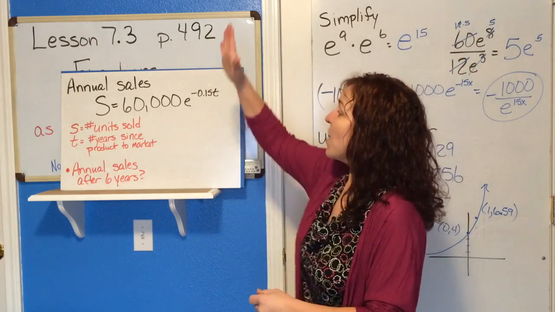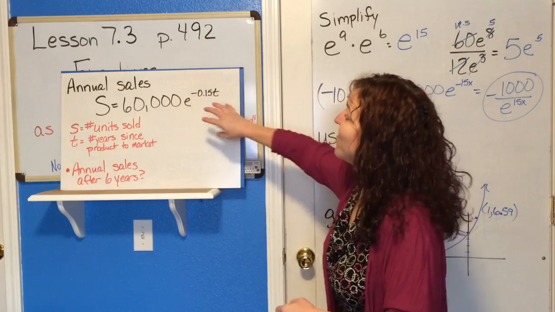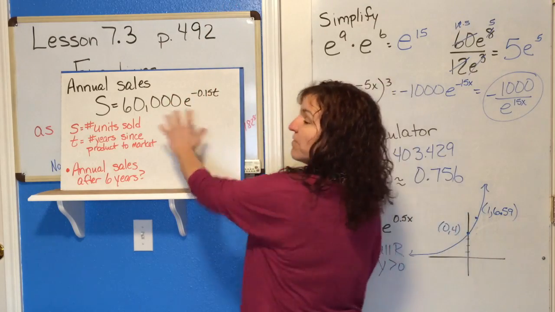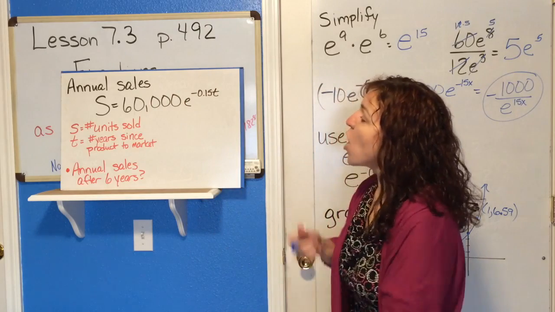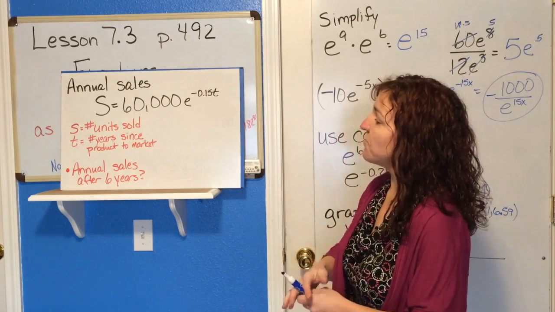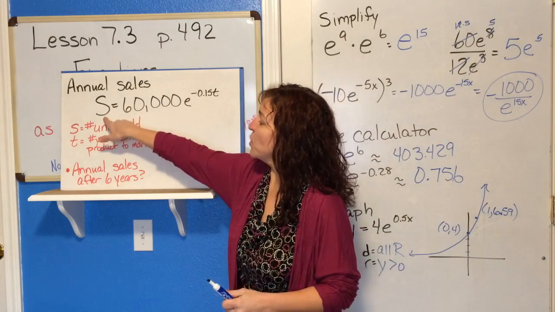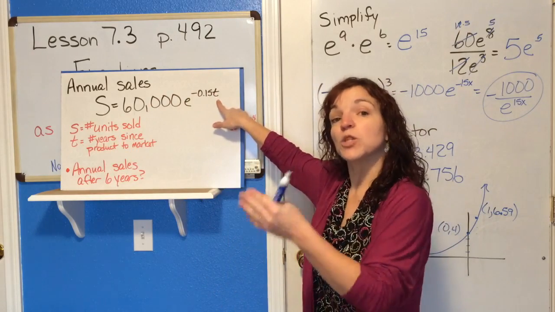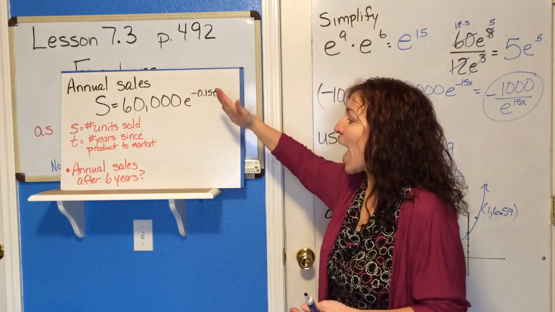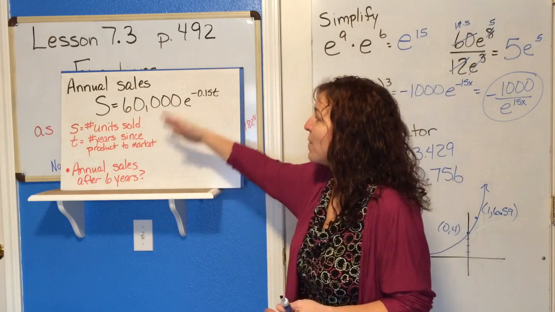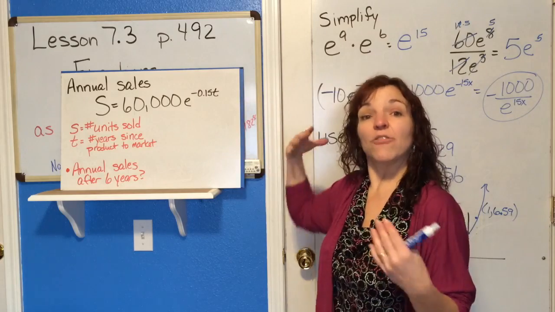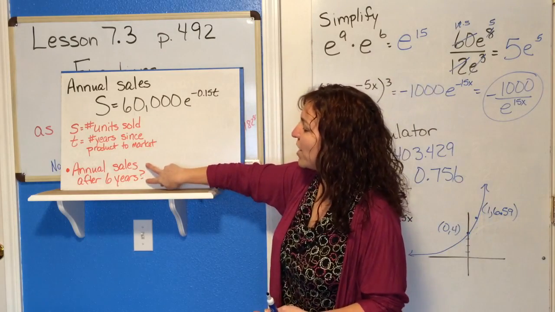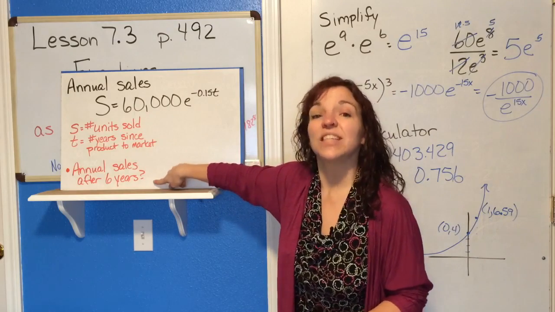For whatever reason, the sales go down. And this is the formula that this company has found happens with their certain product. So S is the number of units sold, and T is the number of years since the product went to market. So they can find out how much they are going to sell after any certain number of years. And so what we want to know is, what are their annual sales of this product after 6 years?